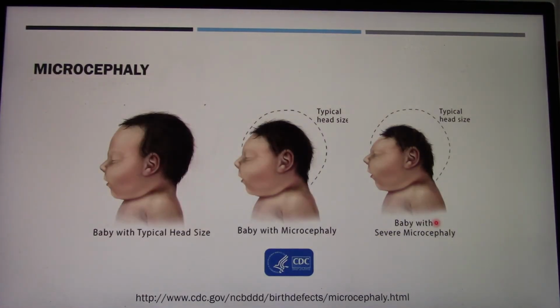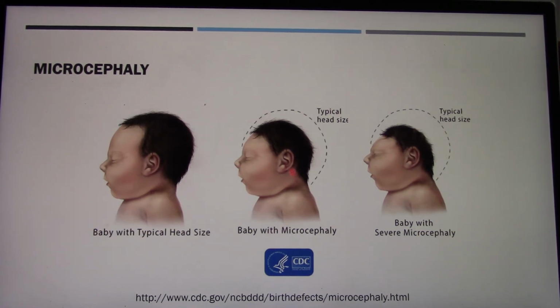But what is microcephaly? Microcephaly is when the baby has a head that's smaller than usual. These images, this little educational tool, are brought to you by your Centers for Disease Control, which is funded by your tax dollars if your politicians allow that funding to go to them. There's been cutbacks.